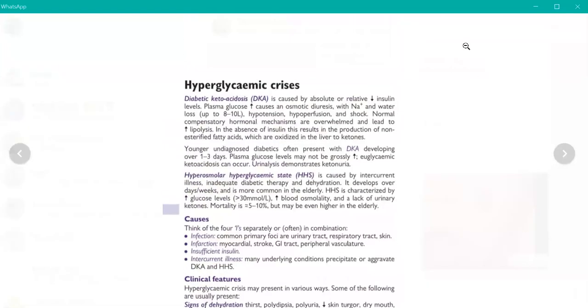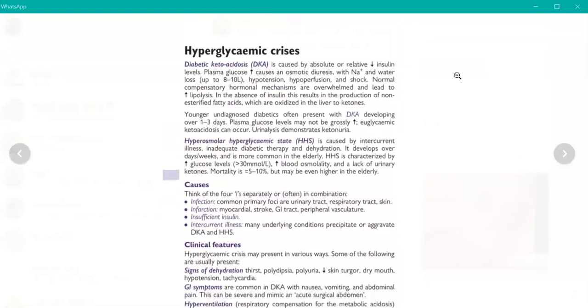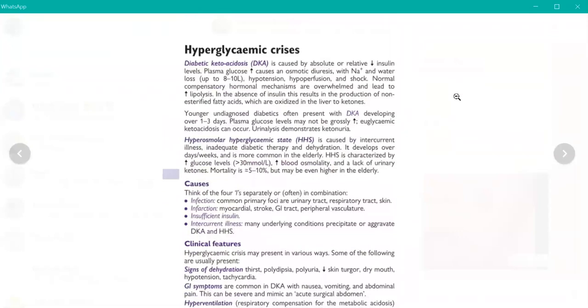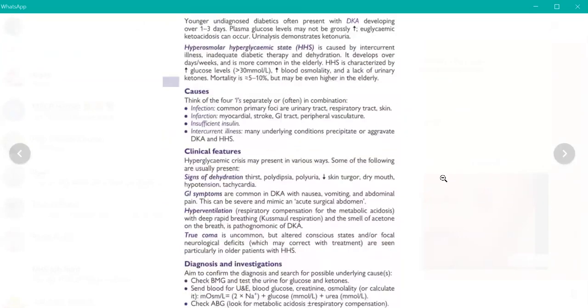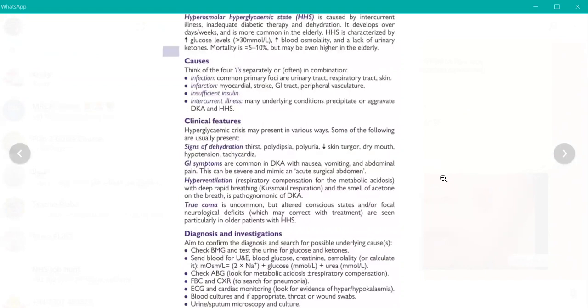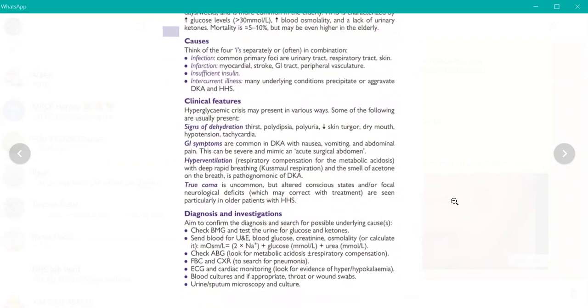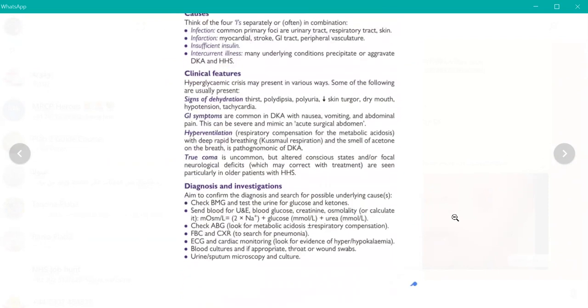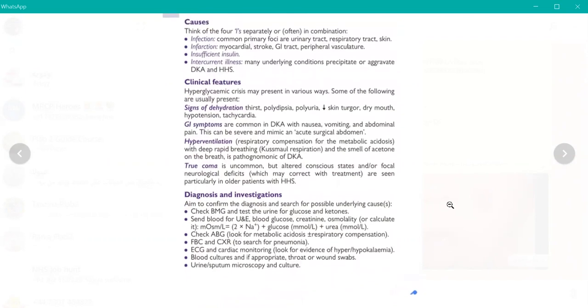Okay. So DKA can present with symptoms like hyperglycemia symptoms, abdominal pain, or altered level of consciousness. And when you check the blood sugar, you find it very high. But most importantly, they have metabolic acidosis. This is what confirms the DKA.